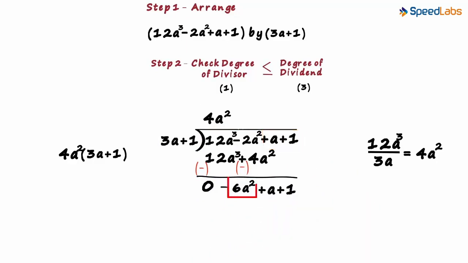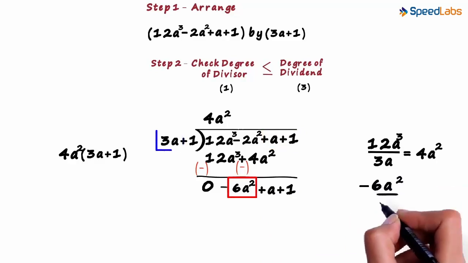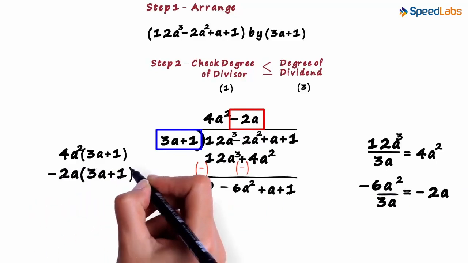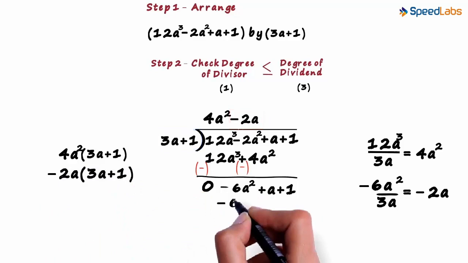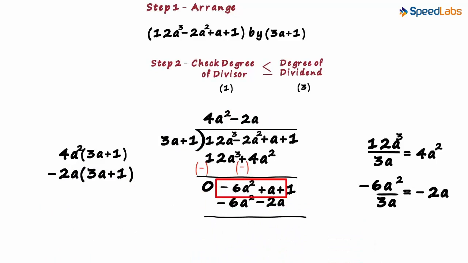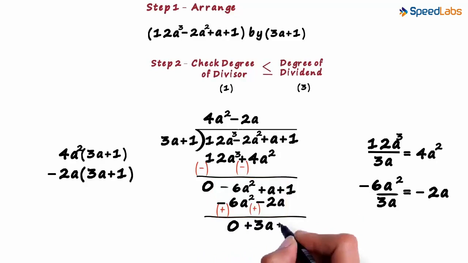We again divide the first term here by the first term here. Minus 6a squared divided by 3a gives us minus 2a. So we write minus 2a here and multiply it with the divisor to write the product here. Minus 2a multiplied by 3a plus 1 gives us minus 6a squared minus 2a. Because we are subtracting this from this, we change the signs here and write a plus and a plus. After subtracting, we get 3a. We get the 1 down.